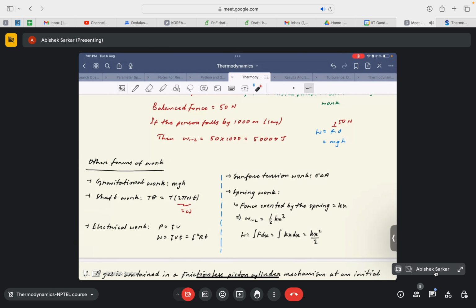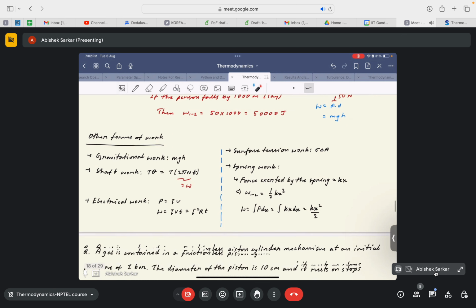Okay. Then there's surface tension work, that is work done by the surface tension of liquids, where if the surface area of the liquid changes, then there is work done by the surface tension forces to overcome that change in the surface area. So that is given by sigma into delta A. Sigma is the coefficient of surface tension, and delta A is the net change in the surface area.